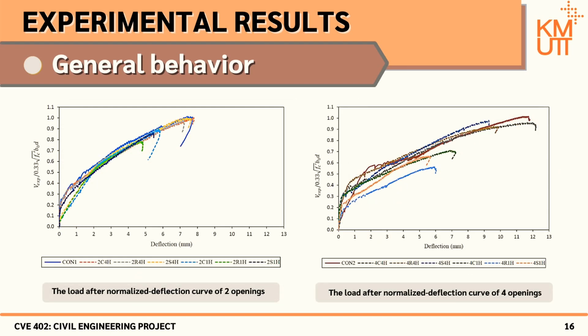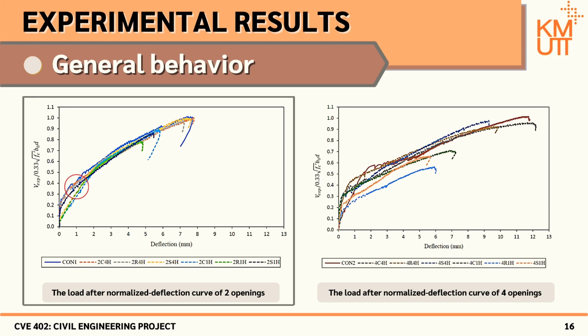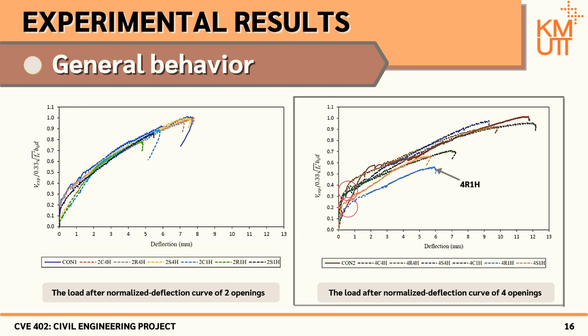Moving to the load of the first crack, the group of two openings, as shown in the figure on the left-hand side, had the same load at which the first crack occurred in each specimen. However, the group of four openings had different loads at which the first crack occurred. For example, the specimen which had a rectangular opening at one edge had the fastest first crack. As a result, openings have a significant effect on the load of the first crack.